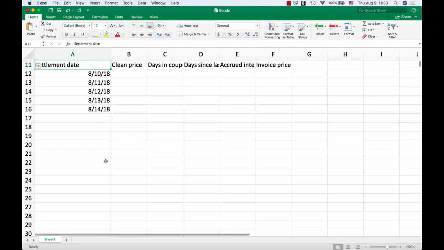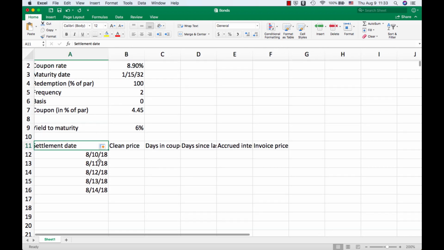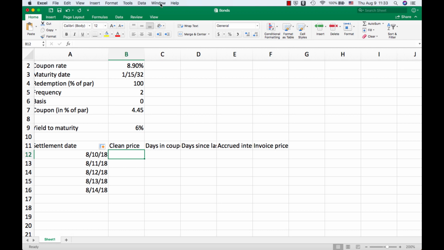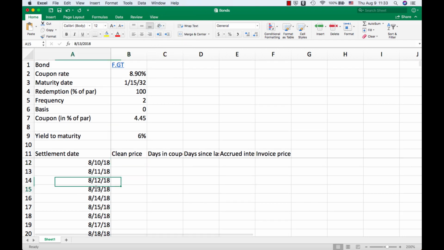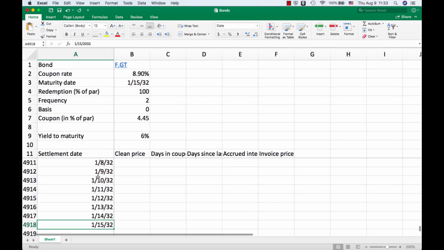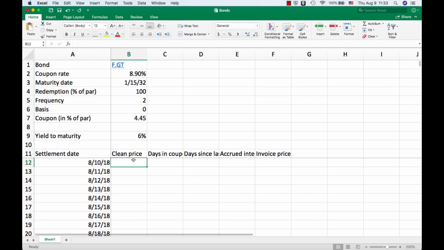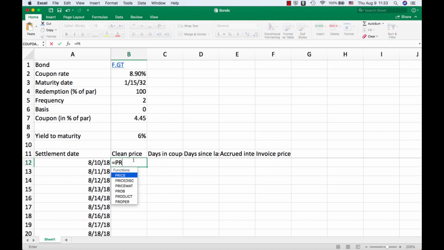Now I jump to the top and I'm going to freeze my panes. So now when I jump to the bottom, I still have my column headings here. Okay, let's figure out the clean price of the bond using Excel's price function. It asks for the settlement date. That's what this column is for. The maturity date, to make that absolute, so the value stays the same, and I copy this formula down.